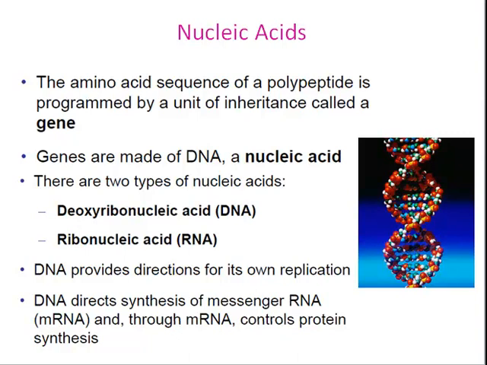There are 2 types of nucleic acid. One I'm sure you've heard of before, deoxyribonucleic acid, or DNA. The other we may not have heard of. It's called ribonucleic acid. You may not have heard of it, but it's actually just as important as DNA. They work together. DNA provides the direction for its own replication, and DNA directs the synthesis of something called RNA, the messenger RNA, and through messenger RNA controls protein synthesis.